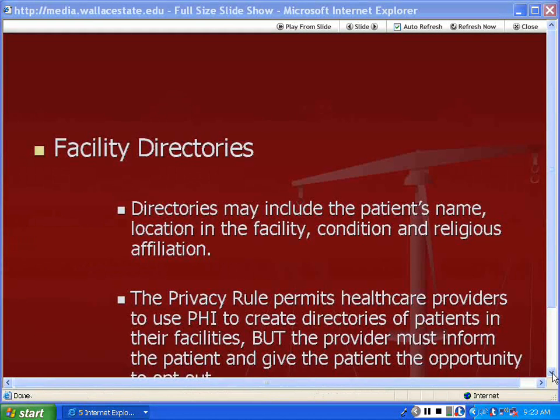So could you give me his condition? Well, is it good? Is it fair? Is it critical? Those types of things. And so that's what's considered a facility directory.